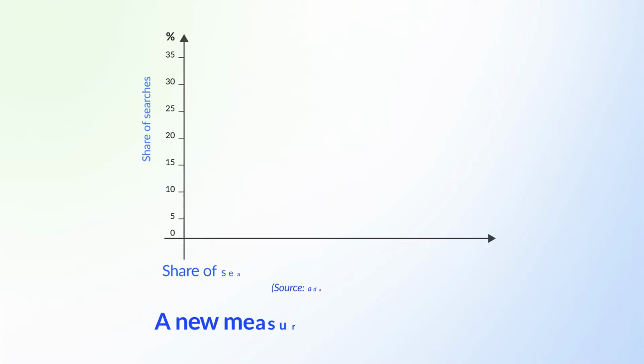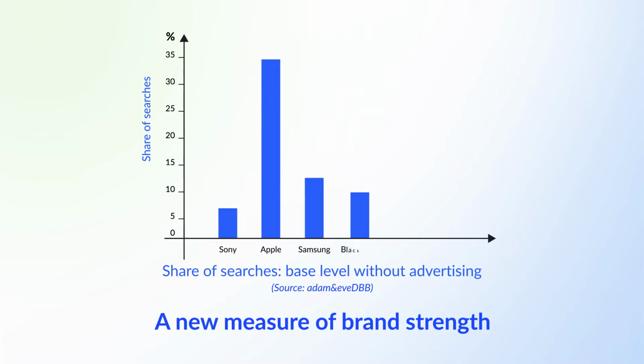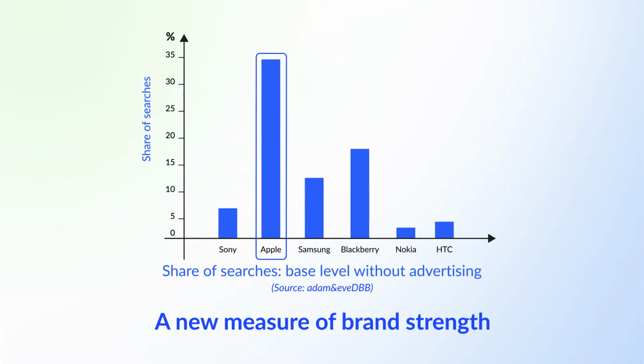Now, let me show you another chart here by Les Binet from Adam and Eve DDB. What you're seeing here in this chart is that even without advertising, about 30% of Google searches related to mobile phones will be for Apple, even without spending a single cent on advertising.